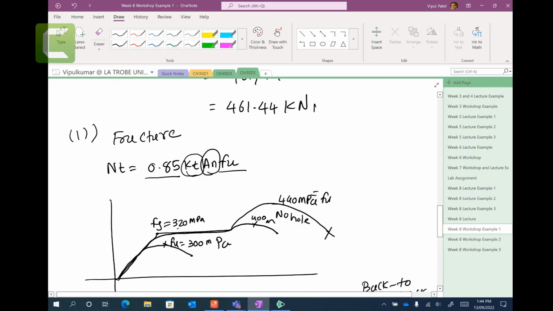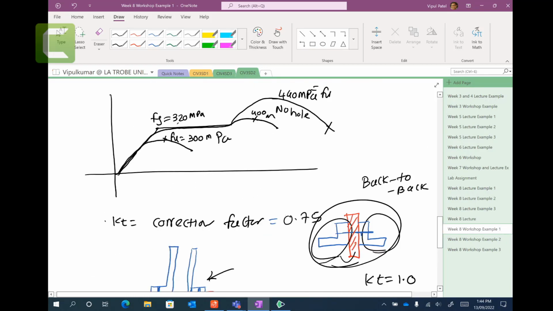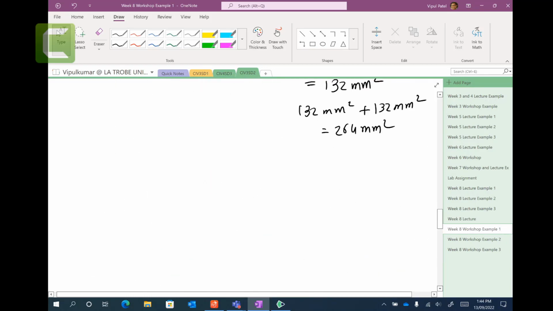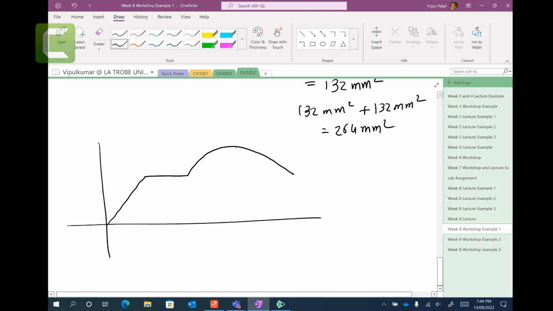Anything else? I think the last one is the Fu. That is the tensile strength. And in the graph, I show you the Fu. Fu is like that. This is the yield point. This is your Fu. These points where you start going down is your Fu. So that would be 440 megapascals. And this is your yield point, 320 megapascals.